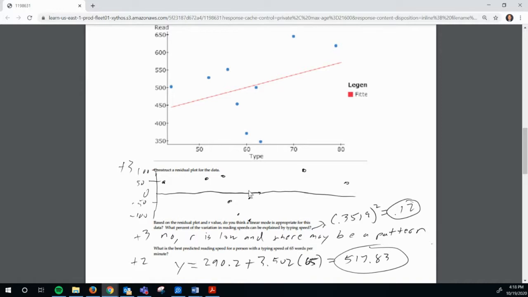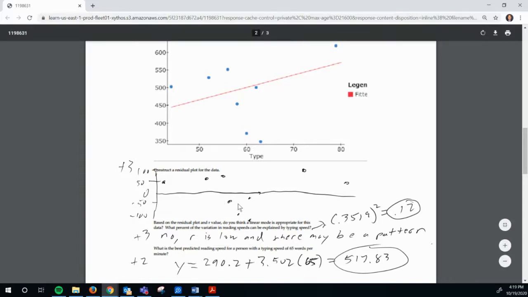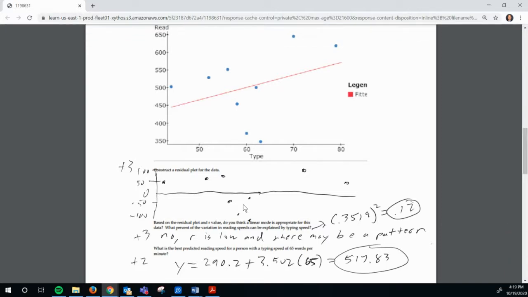What we'd like to do is see a really random pattern here, and then that would probably be a good fit. But if we're seeing a trend, it may not even be a linear trend that we're looking at. So be able to make a residual plot, look at it, and look for randomness, which would be ideal. So is this a good fit? No. We've got a low R value. There may be a pattern, so this isn't probably a great fit.